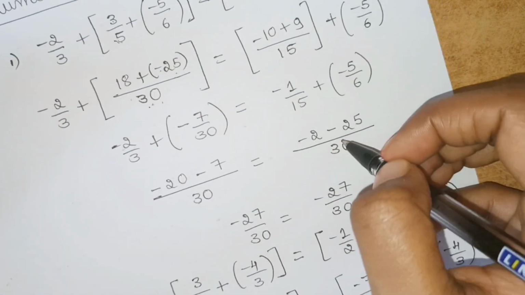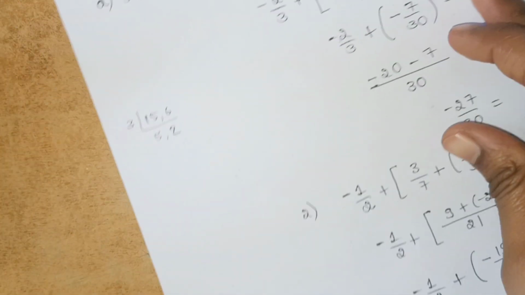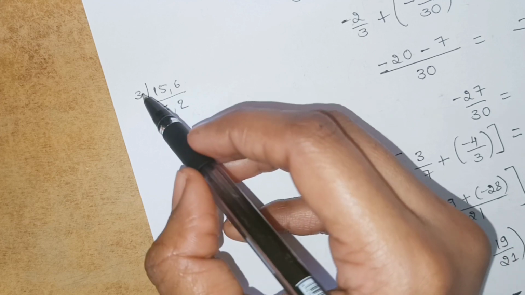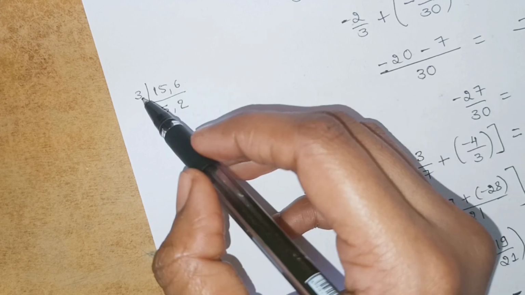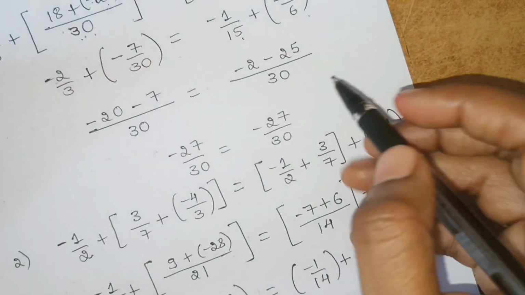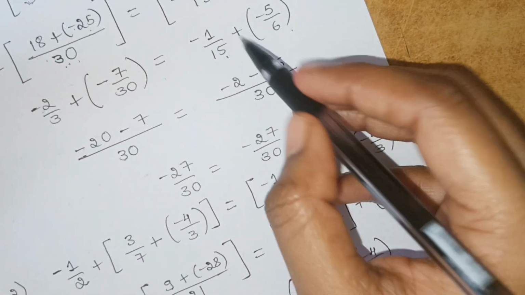Now let's solve these. The LCM of 15 and 6. 15 and 6 LCM is, we will solve by taking 3. 3 5s are 15, 3 2s are 6. So 5 3s are 15. 15 2s are 30. 30 is the LCM. So 30 we have taken. 15 2s are 30. 2 1s are 2.